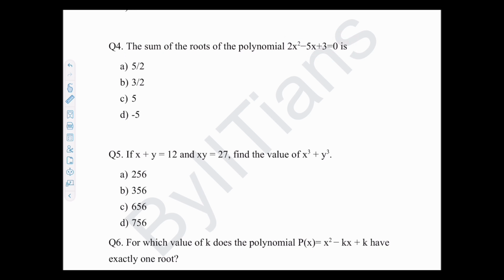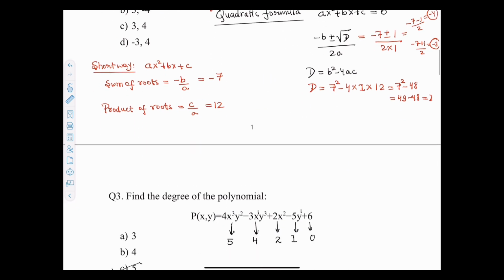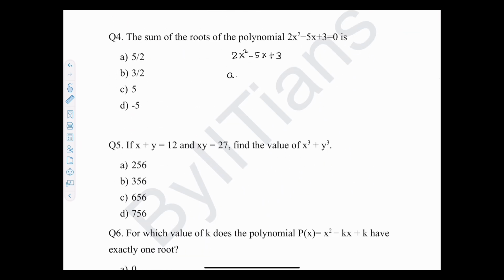So, it's asking us the sum of the roots of 2x squared minus 5x plus 3. Remember, we discussed the sum of the roots here. The sum of the roots of the quadratic equation is given by the second term over the first term with a negative sign. What is the value of our a? A is 2. What's the value of b? Well, the value of b is minus 5. Okay, and what's the value of c? The value of c is 3.